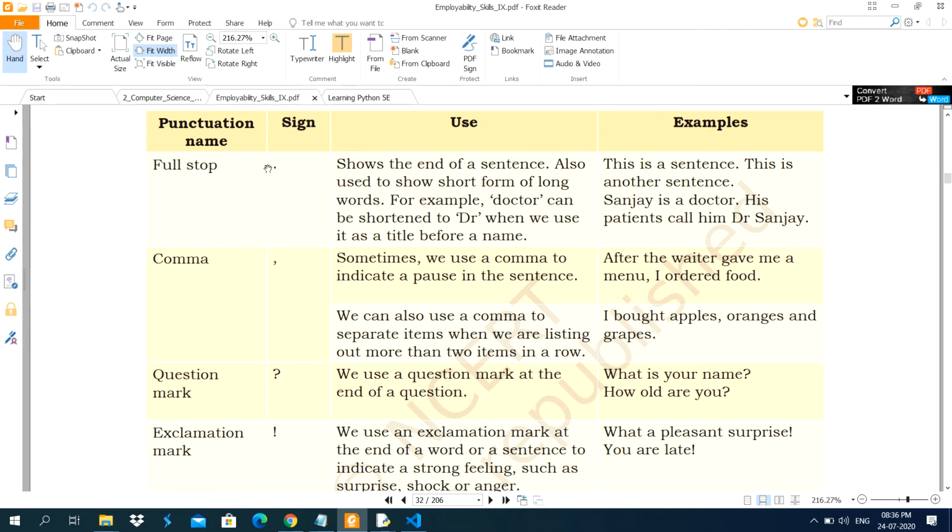Its sign is a dot. Its use is to show the end of a sentence. You see here the first sentence shows the end of a sentence. It is also used to show the short form of long words. Like here, we can write doctor in short form as Dr. We can put a dot here, but it is not mandatory to use it in the short form Dr.